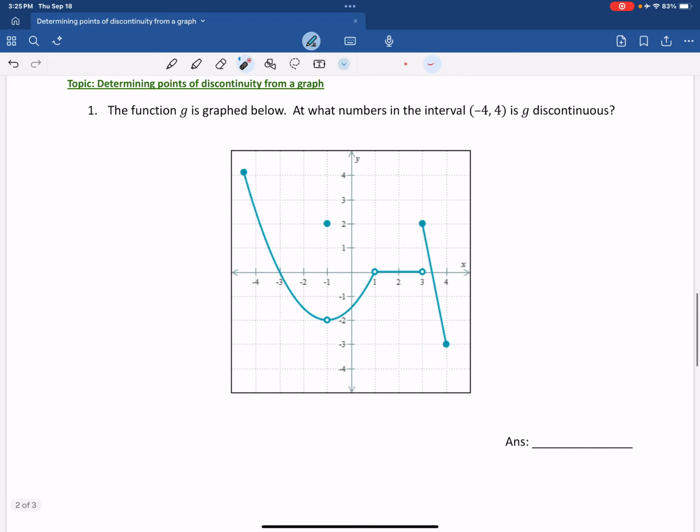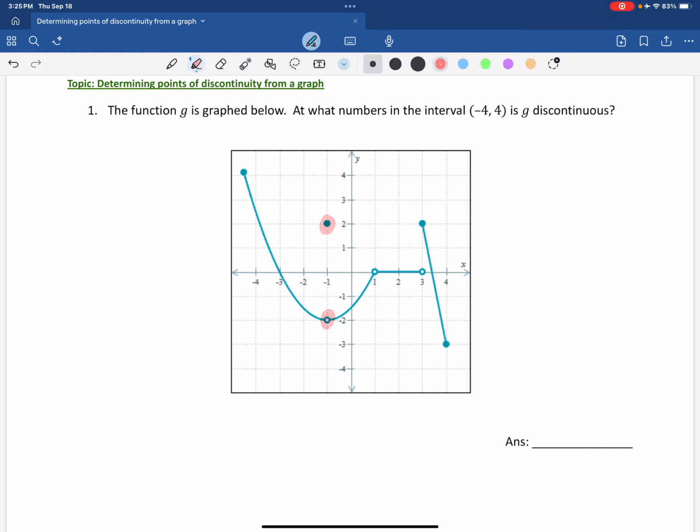So the question says, the function g is graphed below. At what numbers in the interval negative 4 to 4 is g discontinuous? So we're going to look anywhere the function is discontinuous, where it has a hole, where it has a jump, where it has a vertical asymptote. There are no vertical asymptotes here, but I definitely do see some values like this one right here.